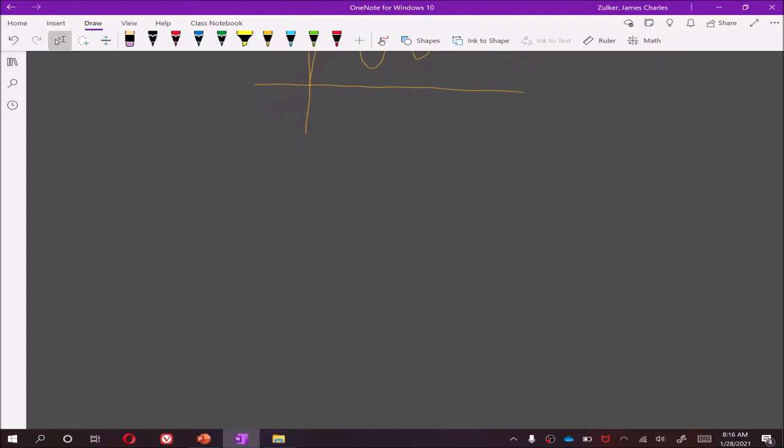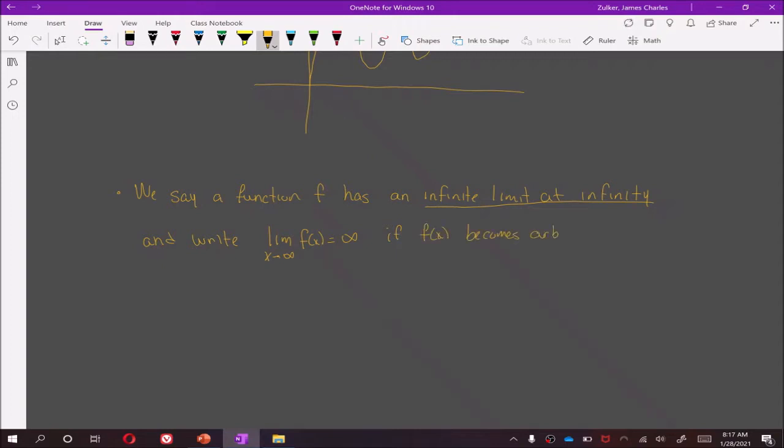Two more definitions to look at. We say a function f has an infinite limit at infinity, and we write that, if f of x becomes arbitrarily large as x gets sufficiently large.